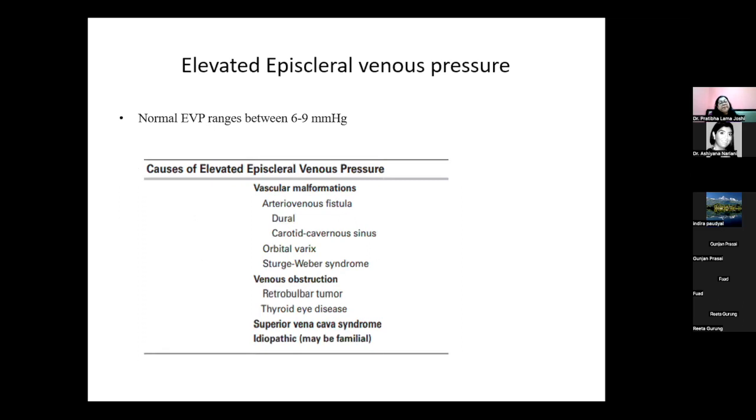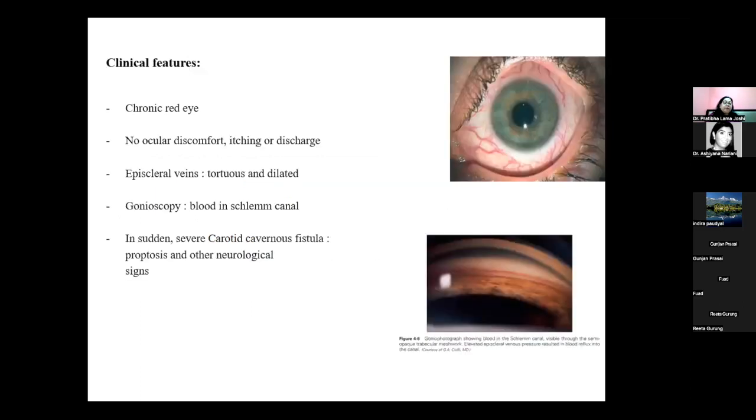Another cause of secondary open angle glaucoma is elevated episcleral venous pressure. Normal episcleral venous pressure is 6 to 9 millimeter of mercury. This is the table showing the causes of elevated episcleral venous pressure. Clinically, there will be chronic red eye. There is no ocular discomfort or any discharge. Episcleral veins are tortuous. We will see large tortuous dilated vessels. In gonioscopy, we can see blood in the Schlemm canal, like in this picture, second picture.